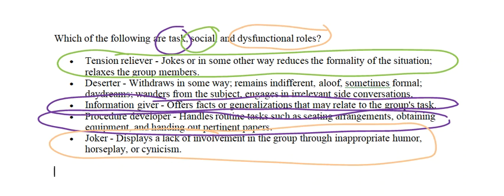Oh, and by the way, there's one more that isn't circled, and it happens to also be another dysfunctional role. That is deserter. That is the person who withdraws in some way, remains indifferent, aloof, sometimes formal, daydreams, wanders off, and so on. If you've ever worked in a group in a class or ever worked on a group project in a class, then you've experienced this. You've met a deserter. You may have been a deserter.